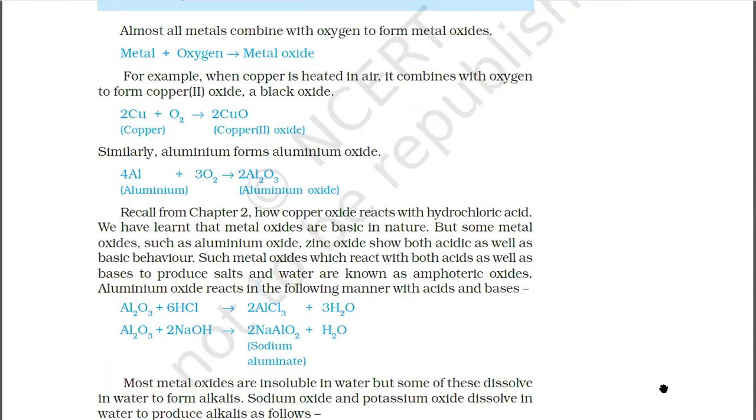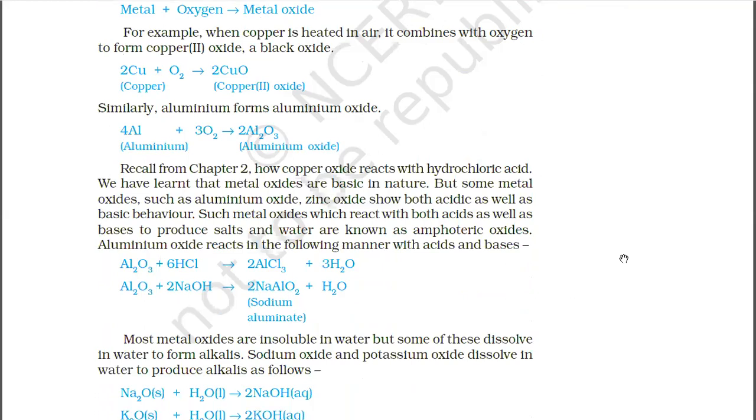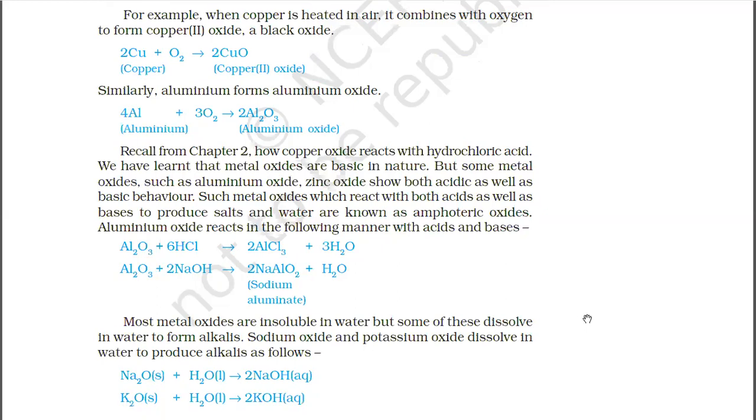Recall from chapter 2 how copper oxide reacts with hydrochloric acid. We have learned that metal oxides are basic in nature, but some metal oxides such as aluminium oxide, zinc oxide show both acidic as well as basic behavior. Such metal oxides which react with both acids as well as bases to produce salts and water are known as amphoteric oxides. Aluminium oxide reacts in the following manner with acids and bases. Al2O3 plus 6HCl gives 2AlCl3 plus 3H2O. Al2O3 plus 2NaOH gives 2NaAlO2, which is sodium aluminate, plus H2O.